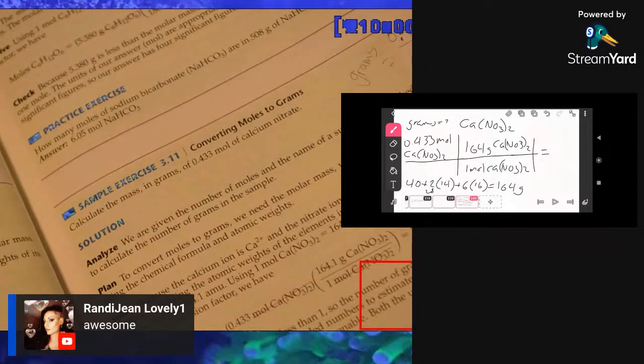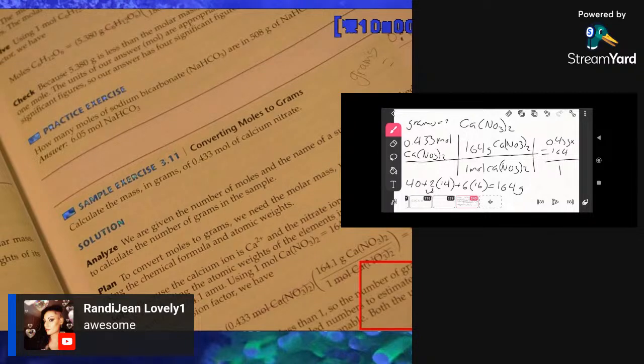And then to solve it, all we got to do is multiply all the numbers on top divided by all the numbers in the bottom. So this is going to equal 0.433 times 164 divided by 1. See that? That should be correct right there. Let's see that. Yeah, it looks right so far.